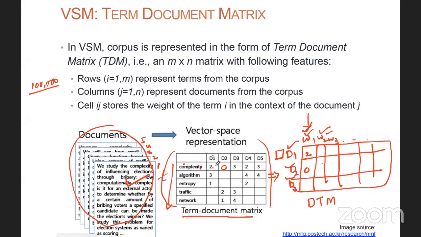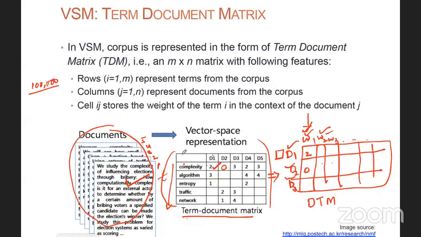The other thing is, once we build this TDM or DTM, how do we fill in the values? Should we go for the frequencies, or should we have some other method to find the values in this matrix, these cells? Whatever we have implemented is called the frequency method. We also have different methods, like inverse document frequency and others, which we'll discuss.